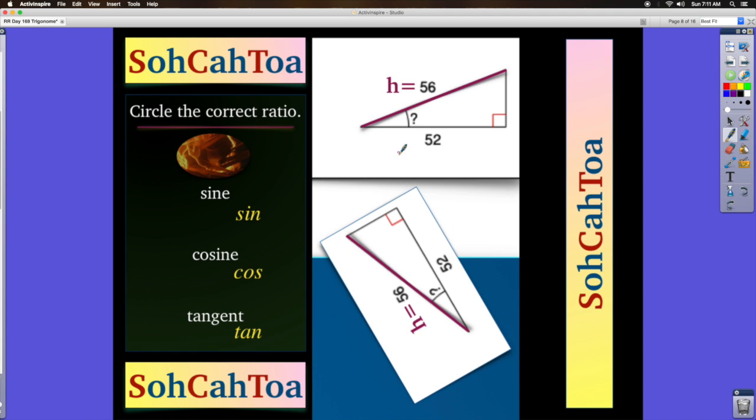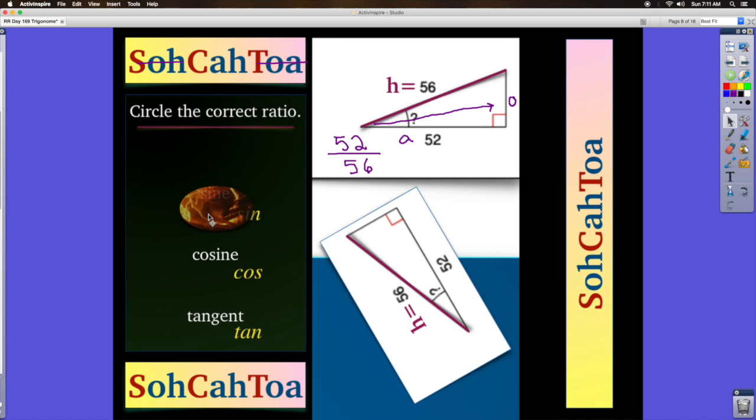Another example here. Across is opposite. Here I don't have an opposite, so it can't be tangent, can't be sine. This is the adjacent over the hypotenuse, and definitely a cosine ratio. And we will know this exact measure of this angle.